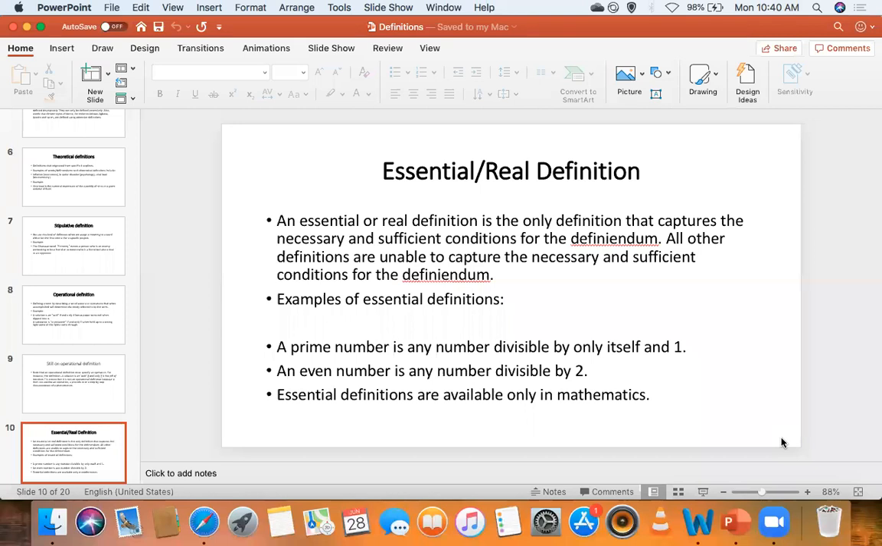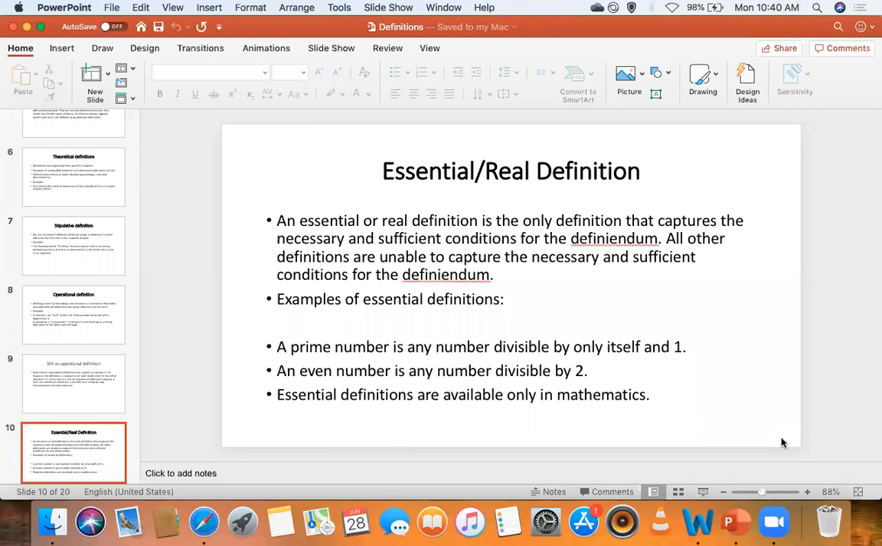Examples. Now, essential definitions, you tend to find them mostly in mathematics. For instance, you see some of these examples. A prime number is any number divisible by only itself and 1. An even number is any number divisible by 2.